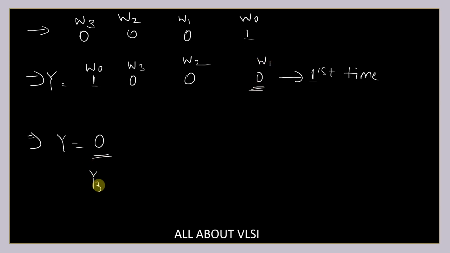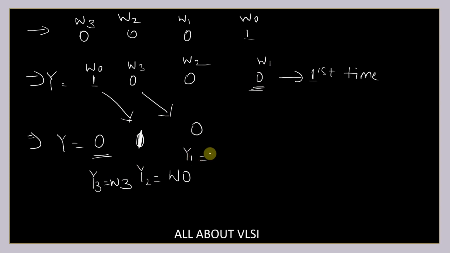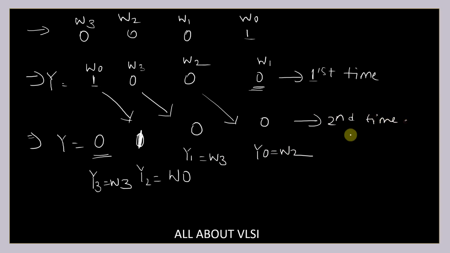So Y3 is equal to W3, and this will be shifted over here. Y2 is equal to W0, and this will be shifted over here, which is Y1 equal to W3, and this will be shifted over here, which is Y0 equal to W2. These are the final positions if I perform the shifting for the second time. Now, if I perform the shifting for the third time, what am I going to have?